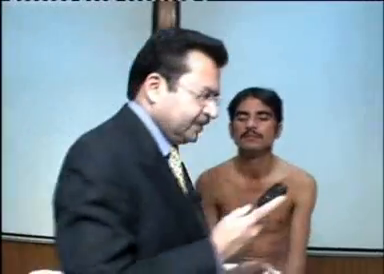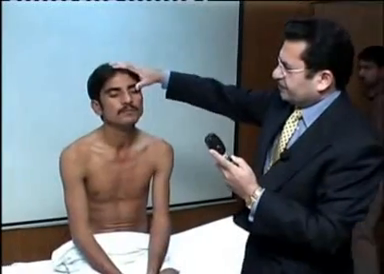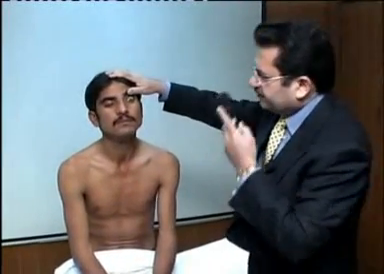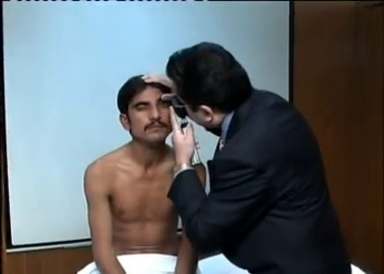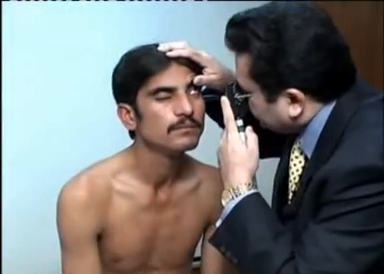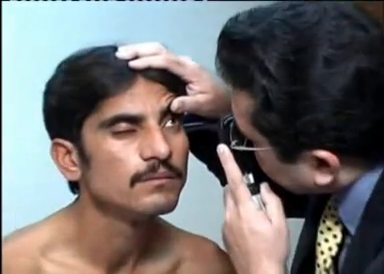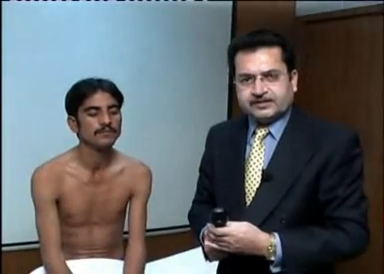Similarly, if you want to examine the patient's left eye, the ophthalmoscope should be in your left hand. You should place your left eye against the patient's left eye and do the same procedure and go through all the quadrants: upper and outer, lower and outer, lower and inner, and upper and inner. Make sure you comment on the disc and all the blood vessels which you see in the retina.